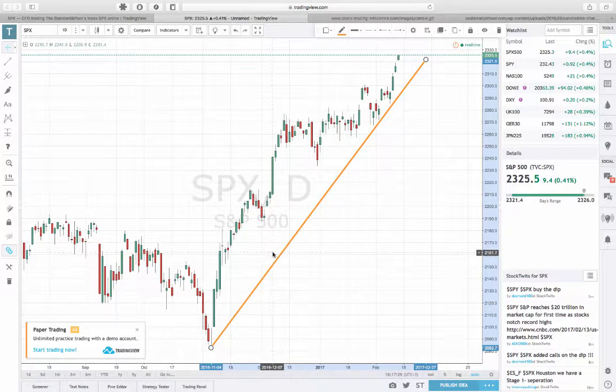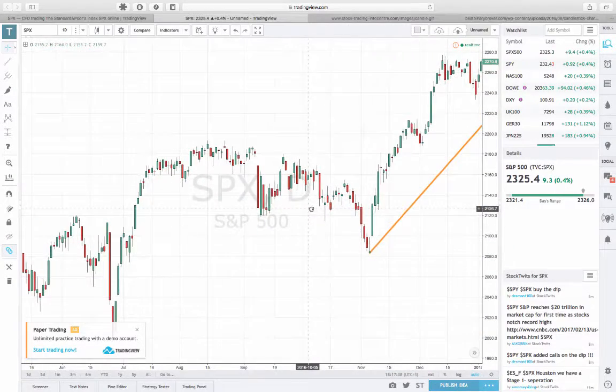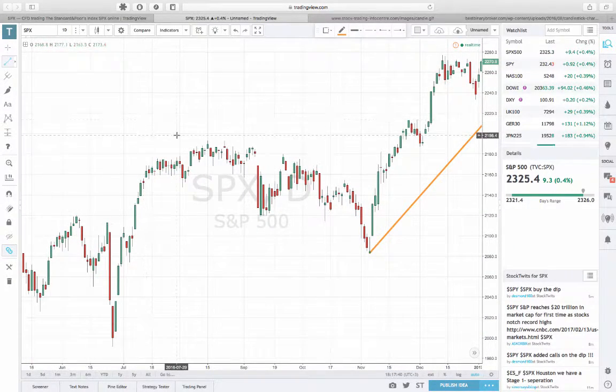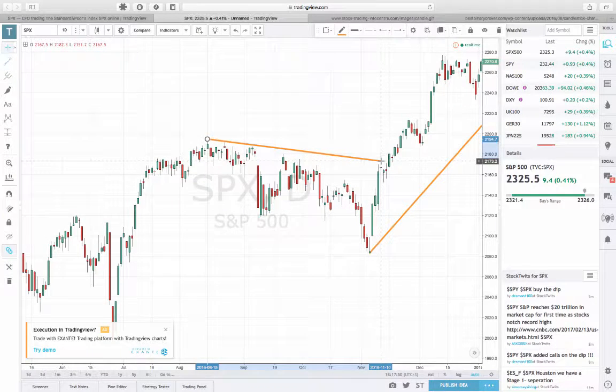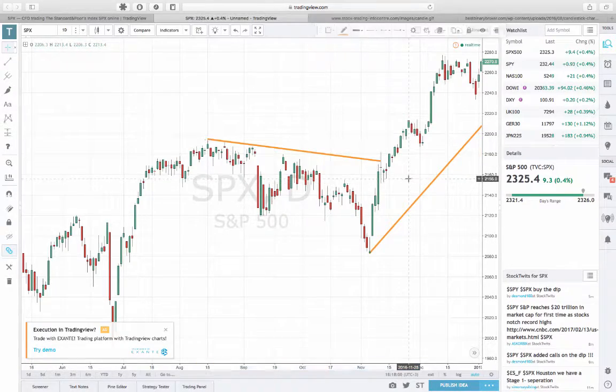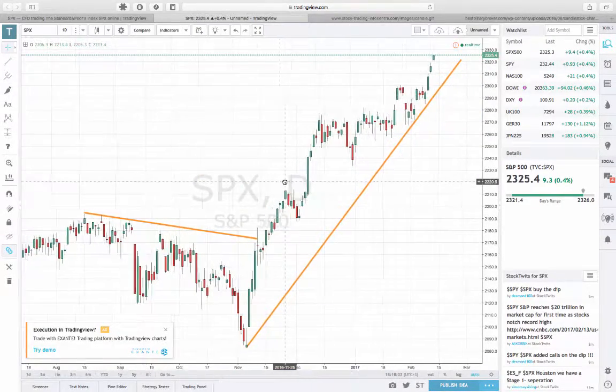And as long as the security, or in this case the general index, is moving along or above that line, it's still what's called an uptrend. Let's take another trend line. So let's connect the last high from here, and then we can just draw it like that. Okay, and here you can see that there was a moderate downtrend in August to November.